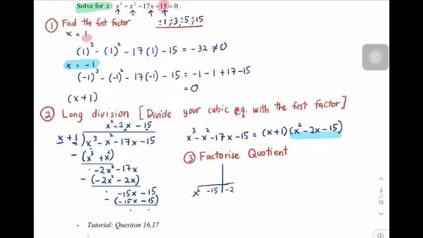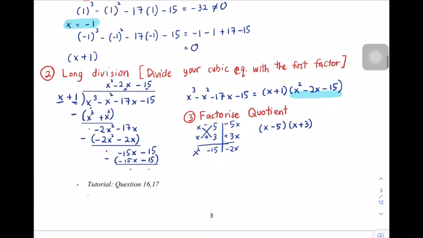x squared minus 2x minus 15. So x squared is x times x, and 15 is 5 times 3. Okay, so x times 3, 3x, x times 5, 5x. So to get negative 2x, negative 5 will be negative, this will be positive. So that means it is x minus 5, x plus 3.